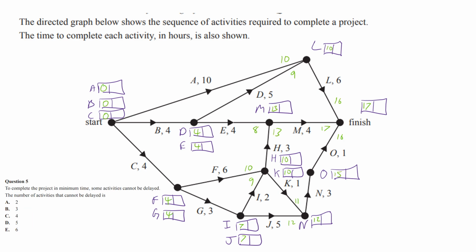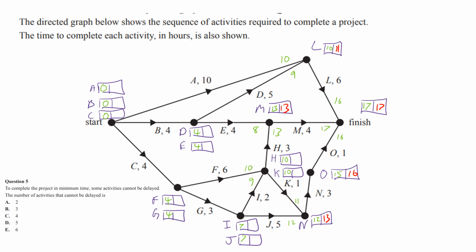Okay, with our forward scanning complete here, pause the video if you want to try and go and get the same numbers. Let's start with our backward scanning. So 17 minus 6 is 11. 17 minus 4 is 13. 17 minus 1 is 16. 16 minus 3 is 13.